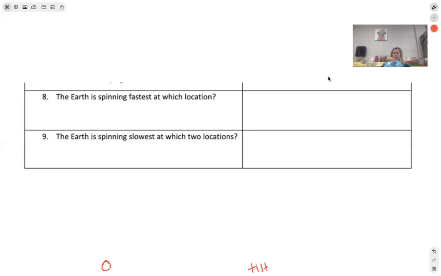So the Earth is spinning the fastest at the equator, and then my orange one is up here, where? For the slowest. North Pole, I think. Yes, the poles. Because it would be the same if I had an orange one down here on the bottom. So it spins the fastest at the equator because it has a greater distance it has to go around, and it spins the slowest at the poles because they have less distance to go around.